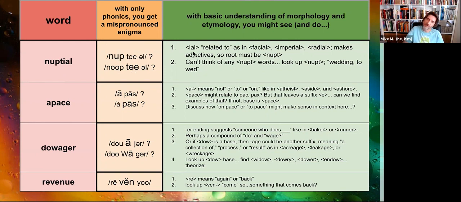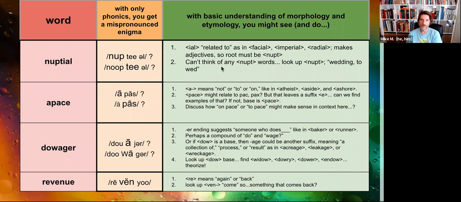But a kid who's been studying morphology will recognize the ial, meaning related to, like facial and imperial and radial. And he or she also knows that they make adjectives. And if you know that ial is a morpheme, then you also know that nupt has to be the base, because there's only one vowel there. So nupt is the base. I use base instead of root because root technically means the old form, and this is the current form. So we call that a base. That's what you would see in the middle of a modern word.